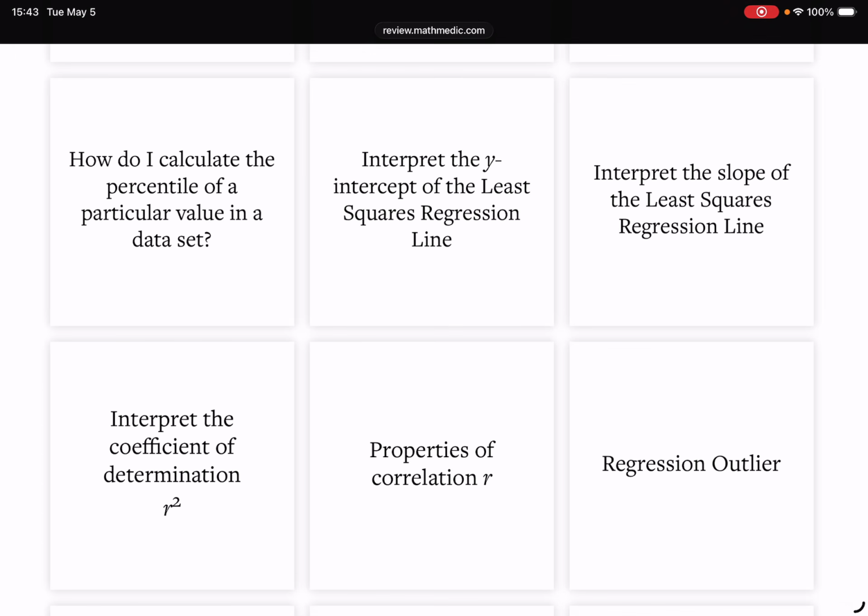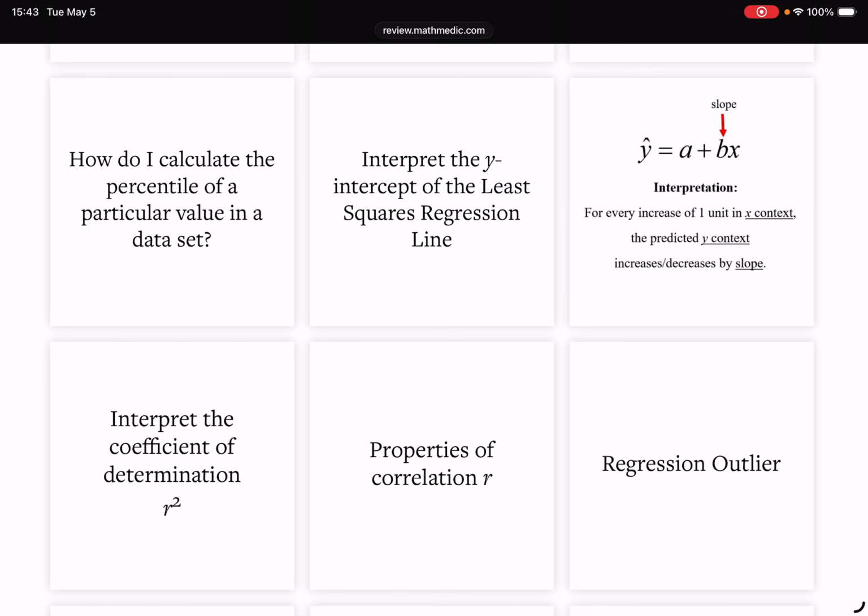Interpret the slope of the least squares regression line. So the slope is always going to be the number next to x, and the interpretation of this is always going to be the same, just substituting in the context for the problem. So for every increase of 1 unit in x context, the predicted y context either increases or decreases by whatever that value is. So if your b value is positive, we say increases. If your b value is negative, we say decreases.